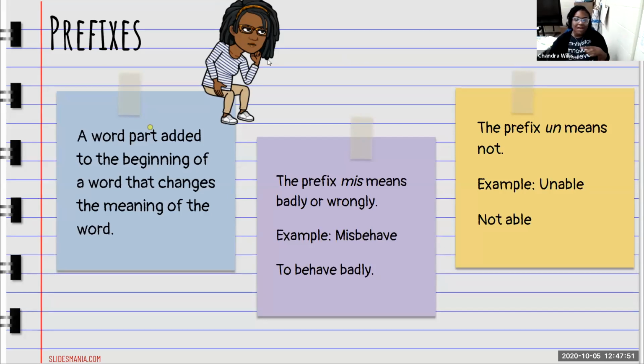So can somebody think of another example that uses the prefix miss? What's another word? Let's see. I'm going to call on Josue. Can you tell me another word that uses the prefix miss? Misunderstand. Yes, very good. Misunderstand. Can someone else think of another word? Who else knows another word that uses the prefix miss? You can raise your hand.